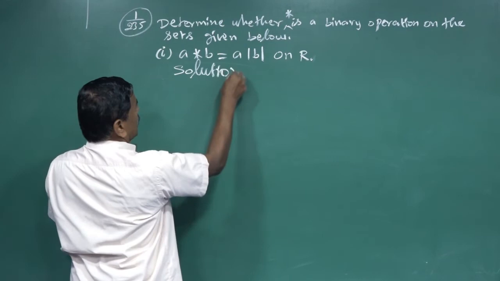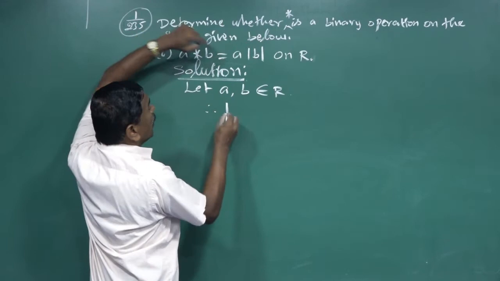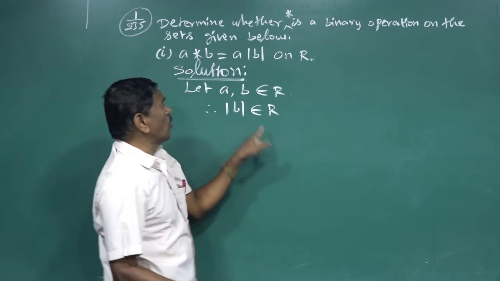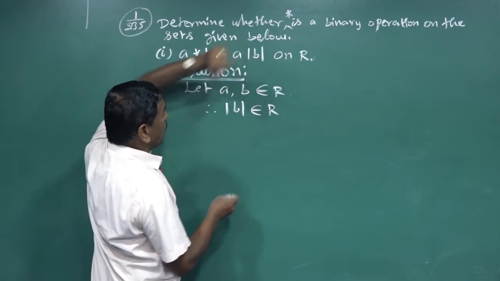Okay, so listen carefully. Let a, b belong to R. Therefore, modulus b also belongs to R. If a, b belong to R, its modulus value also belongs to R. Next, the product a into modulus b is also in R.